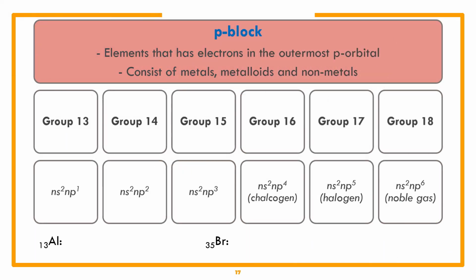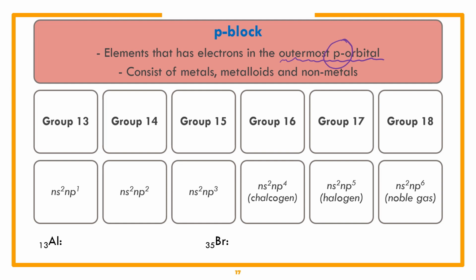Elements that are located in the p block will have electrons in the outermost p orbital. So you may refer from their valence configuration or valence shell. In the valence shell, the end of the valence shell will end with p configuration, showing that the element is located in the p block.